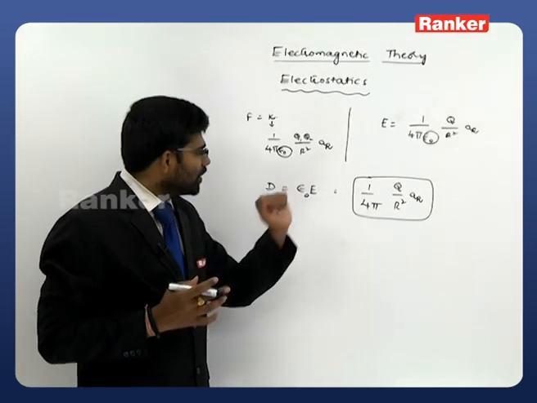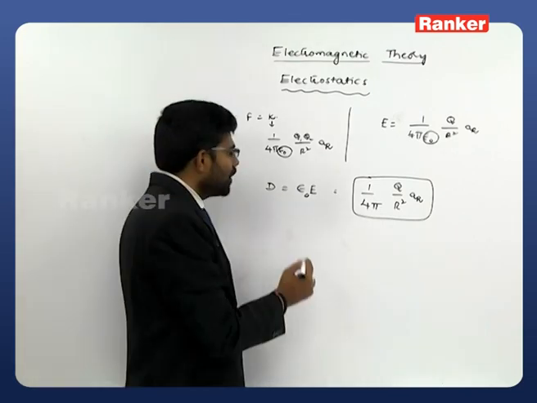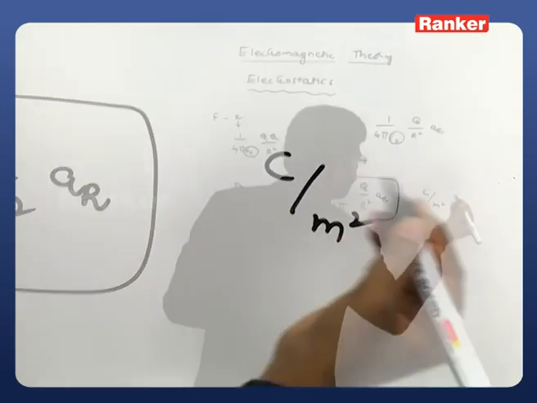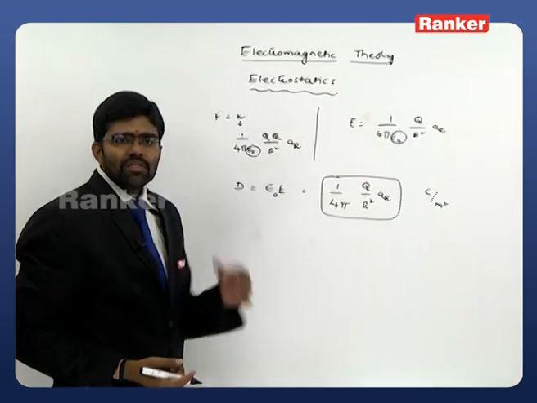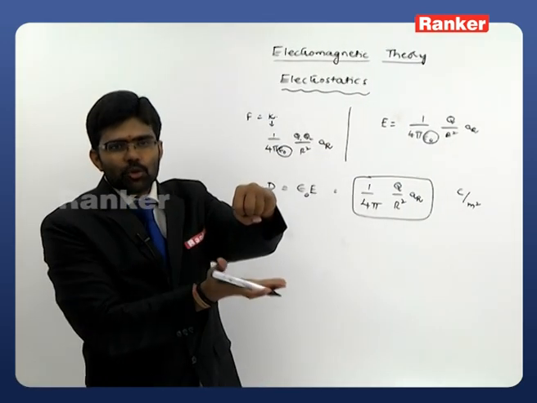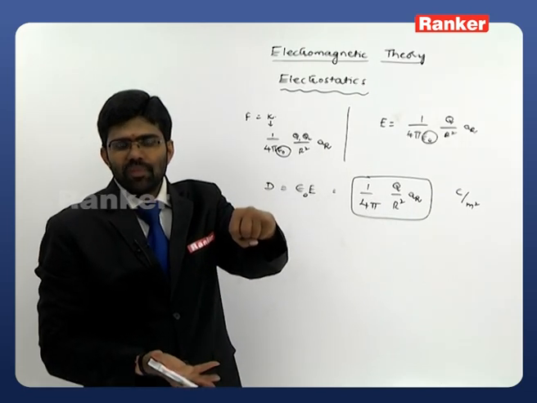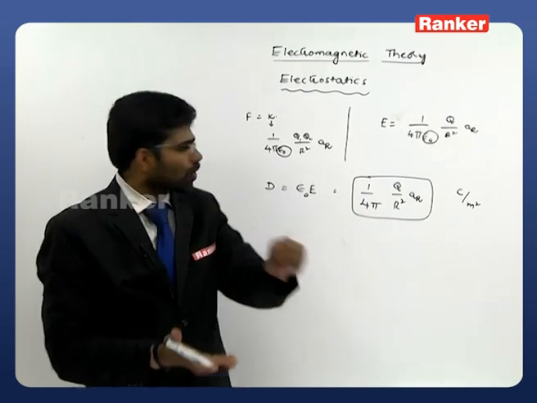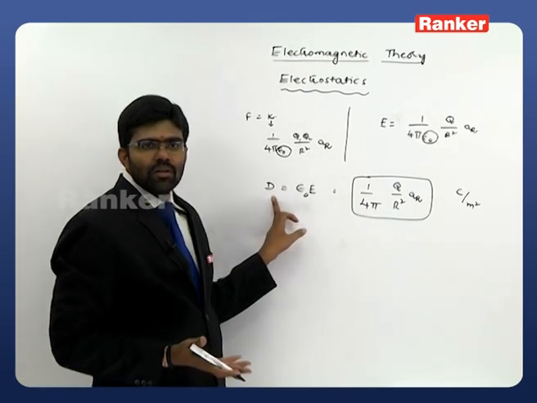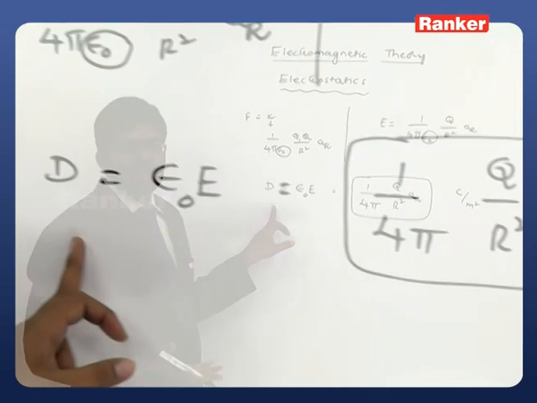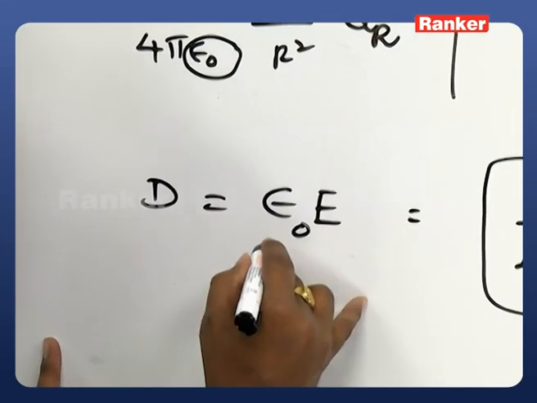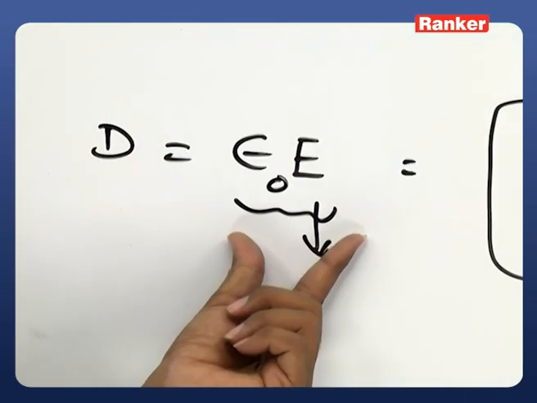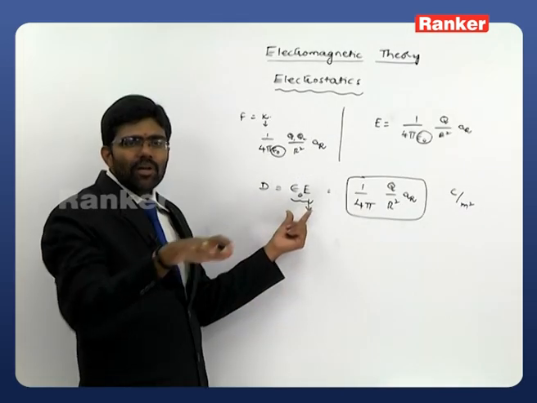Before that, examine the dimensions or units of this one. Q is Coulomb, per distance square, meter square. We are calculating something per meter square. Meter square means area, right? We are calculating a quantity per given area. That's why it is called density. What is this density? This density is displacement, which we calculate from the electric field intensity. That displacement density is simply per area.